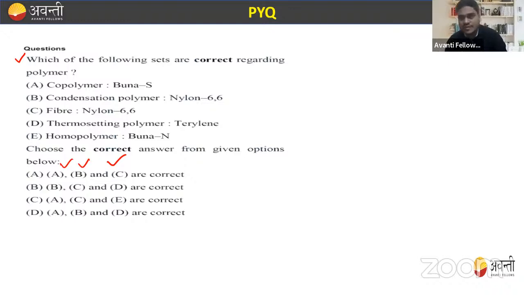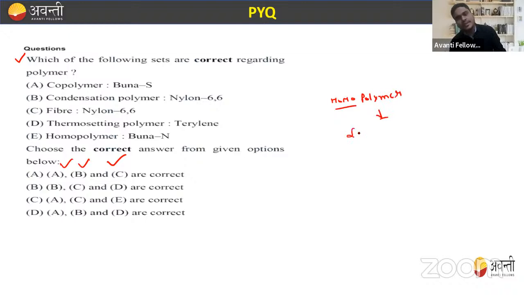Yeah. So this one is very important. Try to learn these terms: what is meant by copolymer, homopolymer, and condensation or addition polymer. So these are the four names. The first one is homopolymer. What does homopolymer mean? Homopolymer means what?